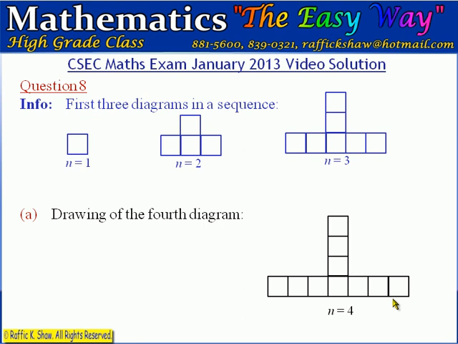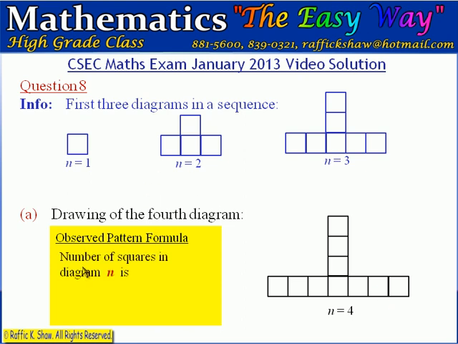Based on our observation, it would be good if we can come up with a pattern formula before we proceed to the next part of the question. We want to calculate the number of squares in each diagram. If the diagram number is n, there will be n squares up the middle and n minus 1 squares on each side. So the total number of squares would be n up the middle plus n minus 1 on the left and n minus 1 on the right. That is the case with all the patterns. When there are 3 up the middle, there is 3 minus 1, which is 2 on the left, and 3 minus 1, which is 2 on the right.